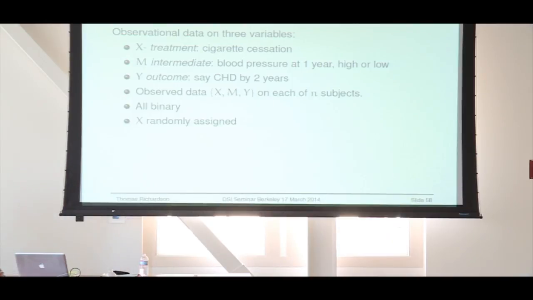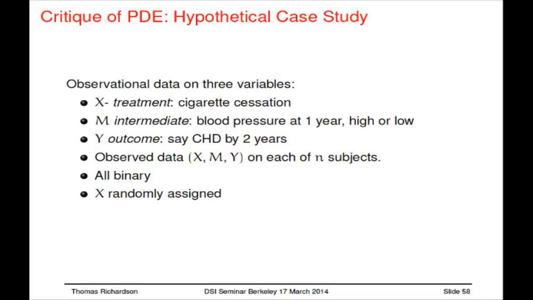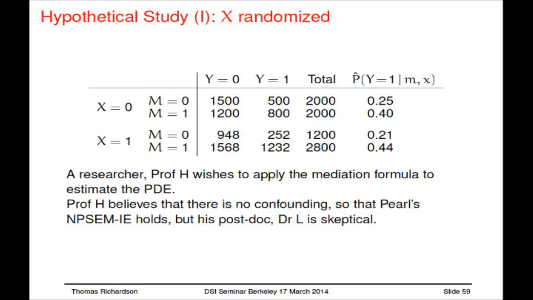Okay, so here's the critique of this. So imagine the following simple hypothetical case study. X is treatment, M is an intermediate like blood pressure, Y is the outcome, say chronic heart disease. Observed data on N subjects, all binary. Suppose X was randomized. So it was a cigarette cessation study. So people were randomly assigned to cigarette cessation or not.